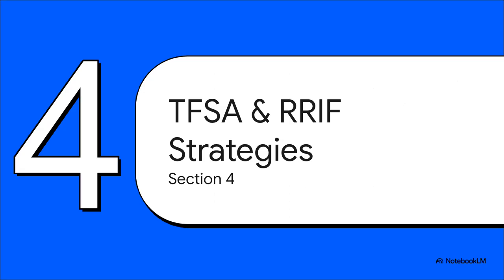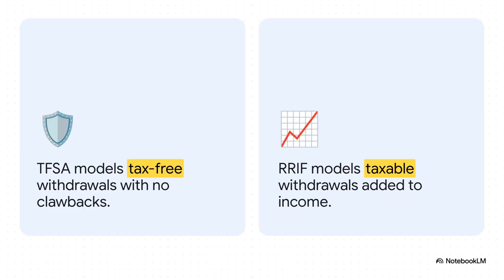All right, Section 4, TFSA and RRIF withdrawal strategies. Okay, let's get into the absolute heart of tax-efficient maneuvering. We're looking at 2 complete opposites here. On one hand, your TFSA models tax-free withdrawals. Every single dollar is yours to keep, completely hidden from the taxman, without bumping you into a higher tax bracket or triggering annoying clawbacks on your government benefits. But on the flip side, the RRIF models taxable withdrawals. Once you convert your RRSP to an RRIF, the government kindly mandates that you start taking money out, and they tax every penny of it, adding it directly to your taxable income for the year.